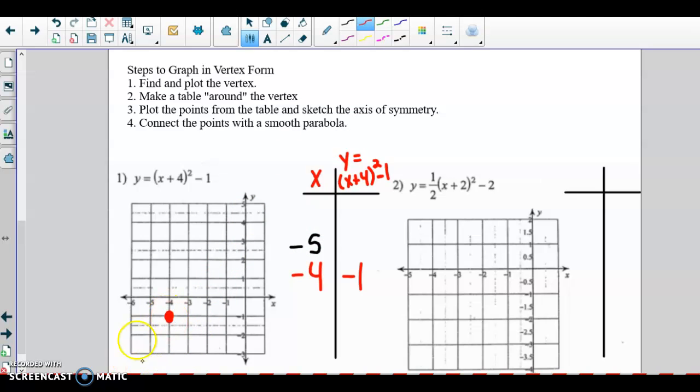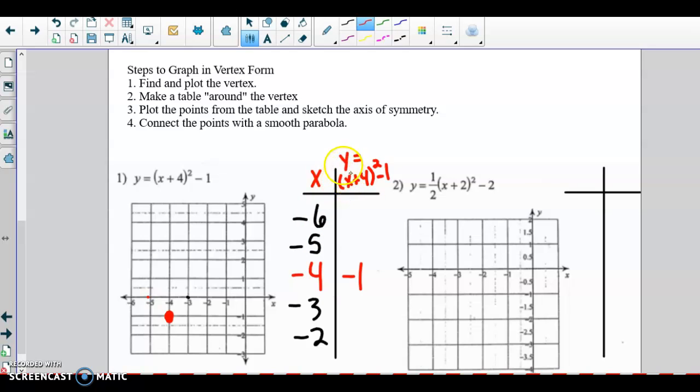So I'm going to pick some more x values. So I'm going to pick negative 5 and negative 6 in my table. And I'm also going to pick on the other side negative 3 and negative 2. So let's see what happens. If I want to find the y value when x is negative 5, I'm going to plug it into my function here for x.